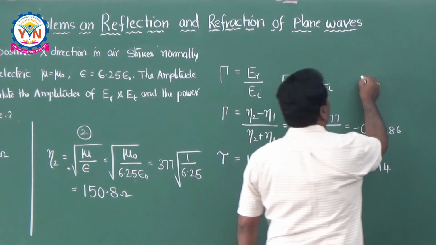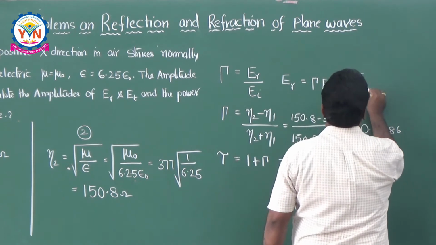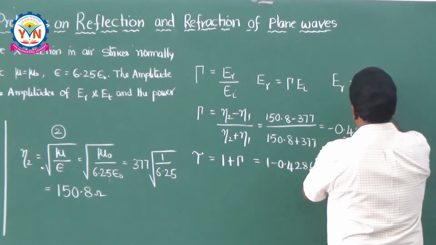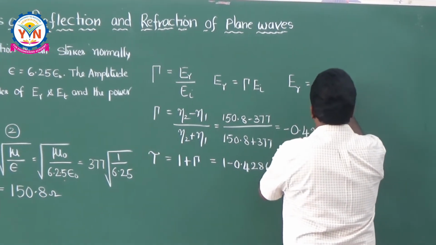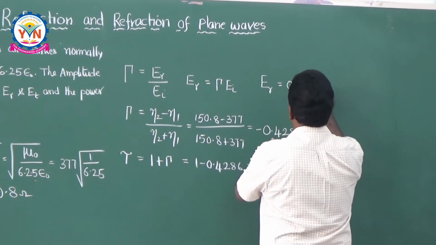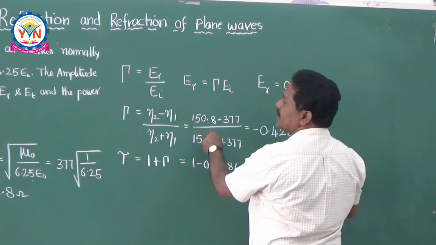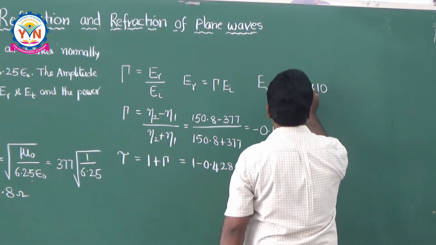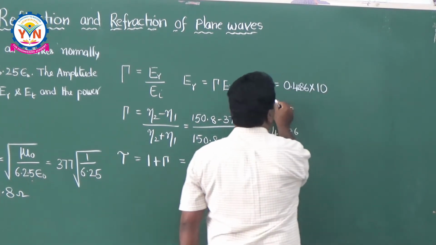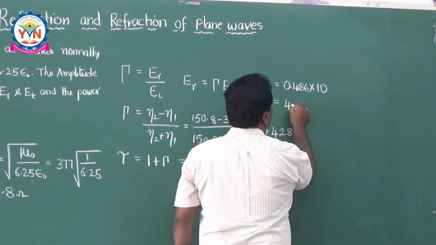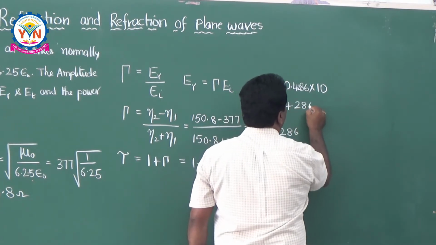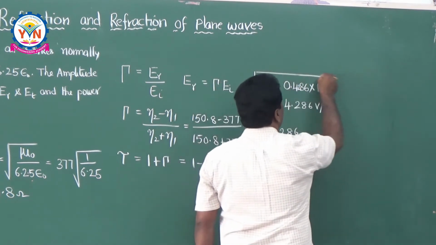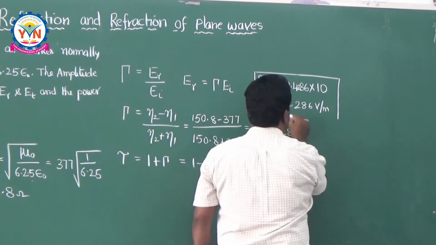Therefore, ER is equal to the magnitude of this, 0.4286 into EI, and EI is given as 10. Therefore, that is equal to 4.286 volt per meter. This is the reflected field intensity.